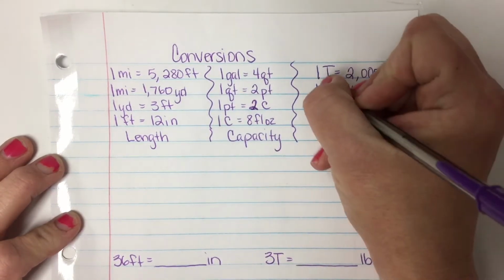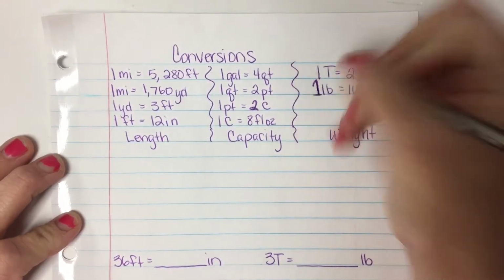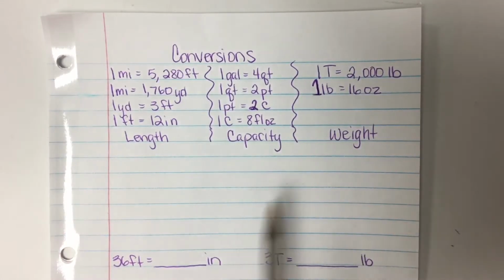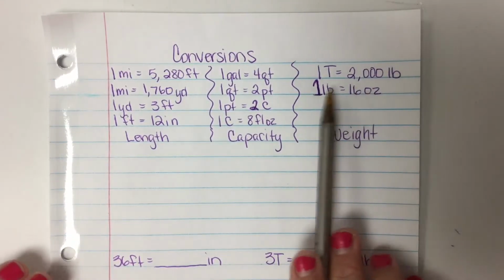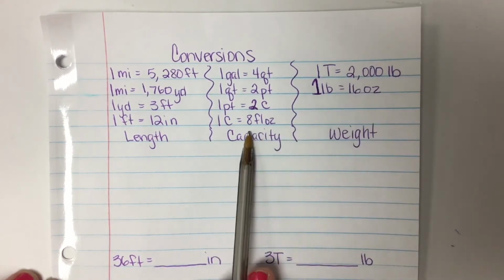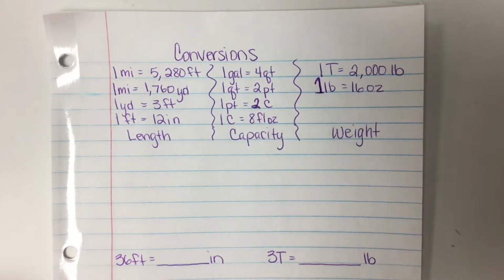And 1 pound, sorry, that's not 11. Let me make that a number 1. 1 pound equals 16 ounces, and that's weight. Okay, remember 16 ounces is 1 pound, but 8 fluid ounces is a cup. There's a difference. One is capacity, which is fluid, and one is weight, which is solid.